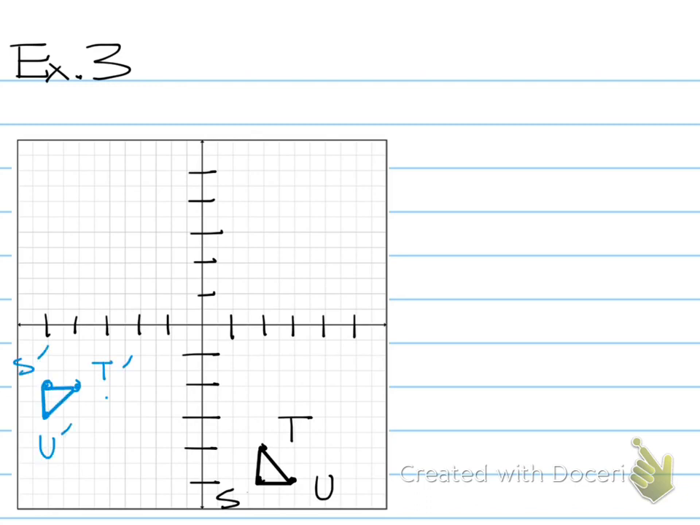Next, we've got the black triangle, the pre-image in the fourth quadrant, the image, the blue triangle in the third quadrant. And we can see that the vertices are not oriented the same, so it's not going to be a translation. And there's no line that we can draw where the pre-image would be a mirror image of the image. So it's not going to be a reflection, it must be a rotation.